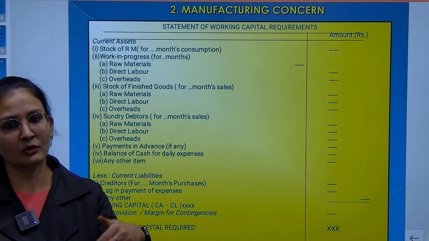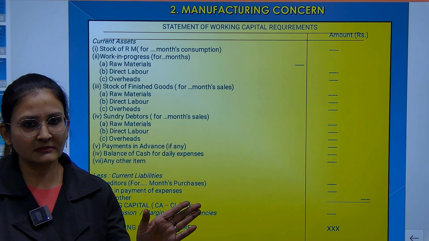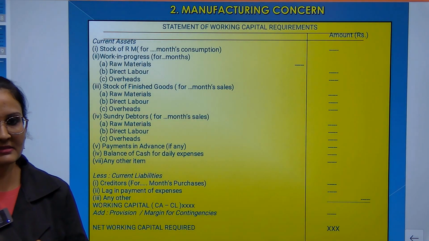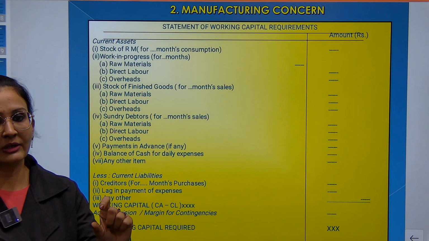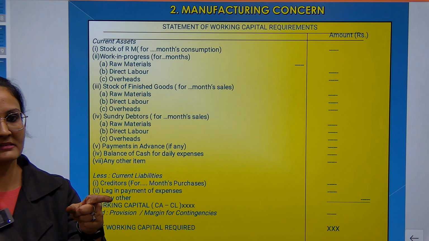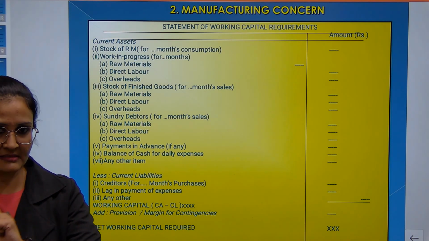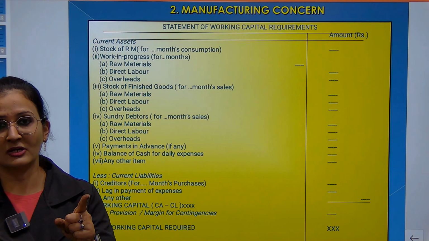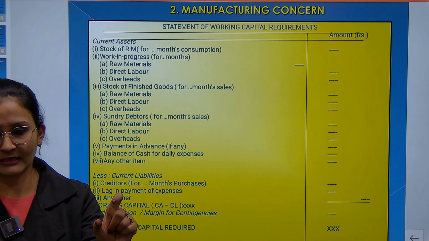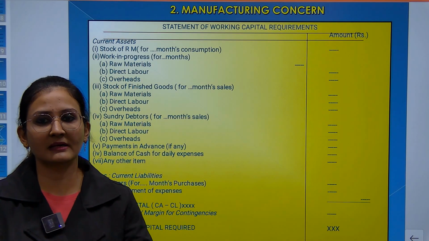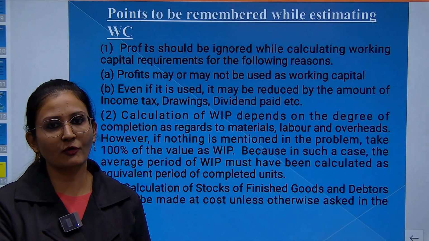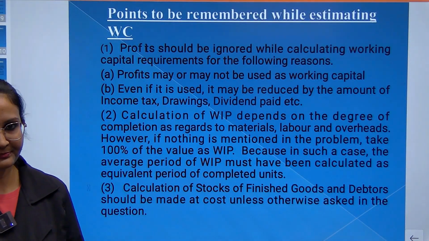Then you have to deduct your current liabilities. Okay, same: creditors, lag in payment of expenses, outstanding expenses if any, etc. Then you will get working capital, that is current assets minus current liabilities. Again you have to add the margin or provision to that working capital, and then you will get your final answer, that is net working capital required. So this is the format for a manufacturing concern.